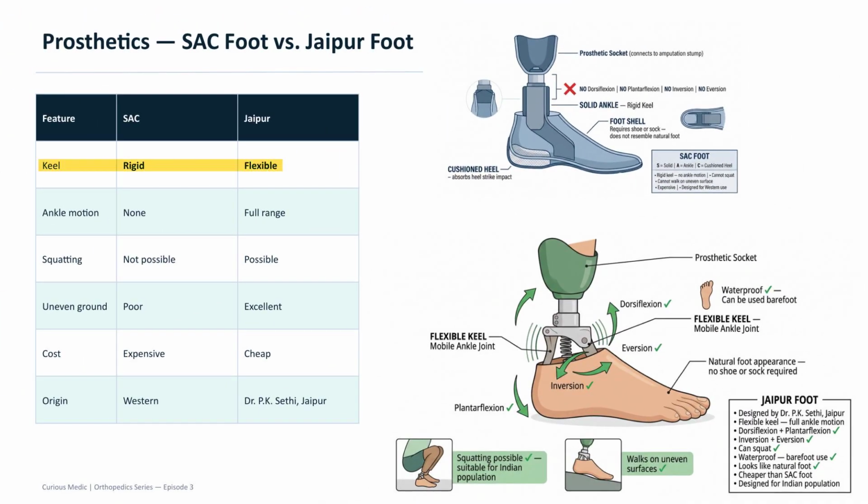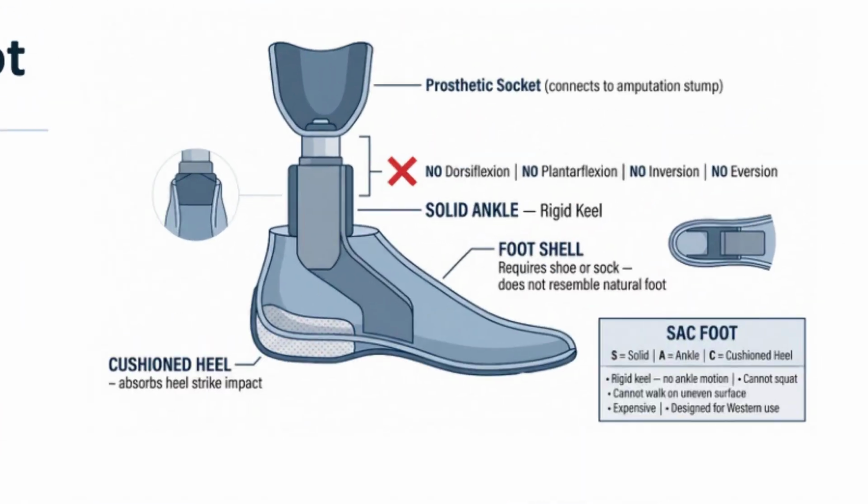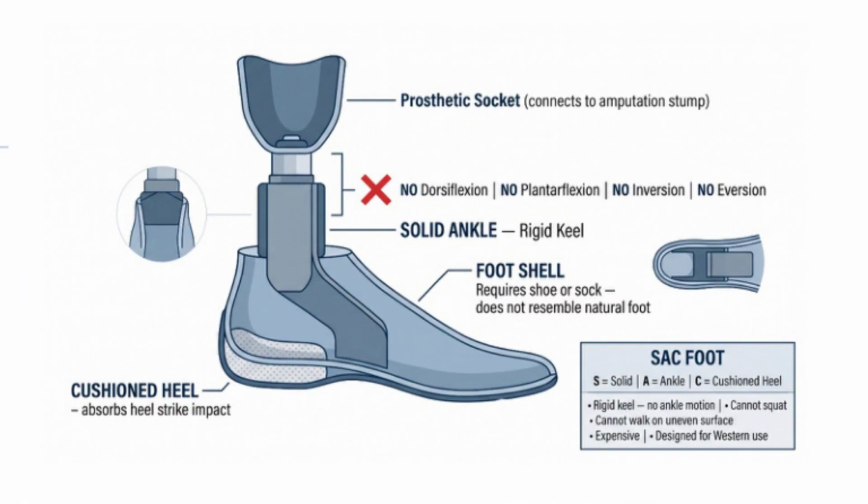The defining feature of this prosthetic foot is that the ankle, also called the keel, is completely rigid and solid. There is no movement at the ankle at all. No dorsiflexion, no plantar flexion, no inversion, no eversion. The heel is cushioned to absorb some shock, but that is it.